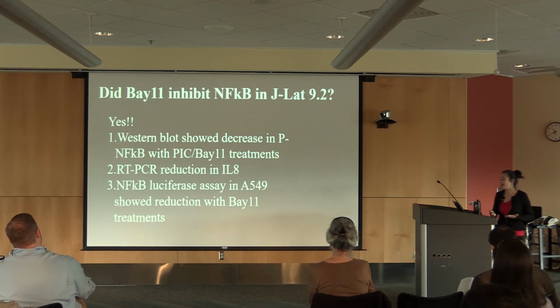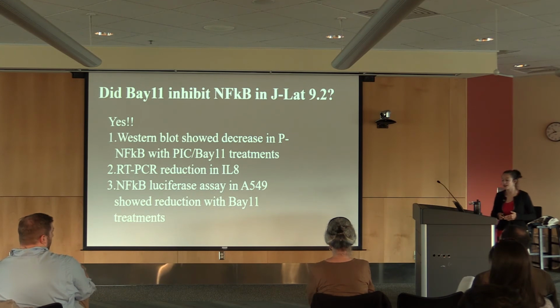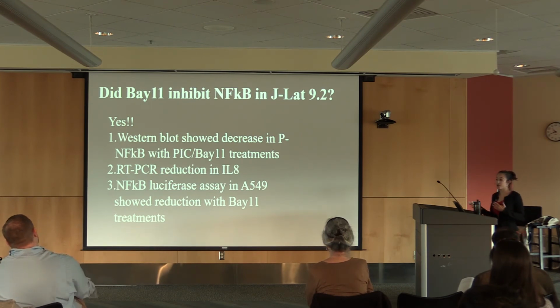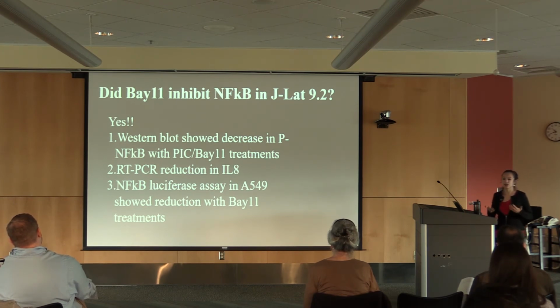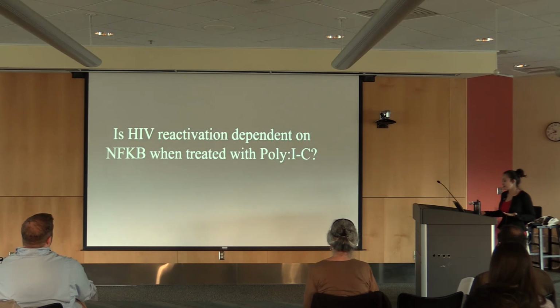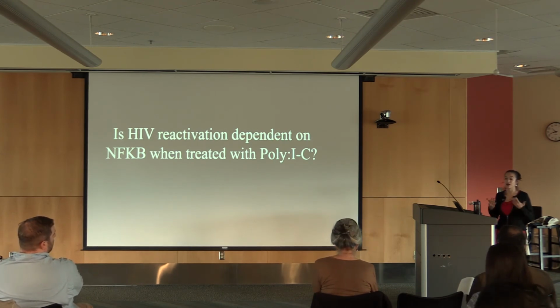So did Bay11 inhibit NF-kappa B in the JLAT 9.2s? Yes. Overall, Western blot showed a decrease in the phosphorylated NF-kappa B with Bay11 treatments. RT-PCR showed that IL-8 was reduced with the Bay11, and then the NF-kappa B luciferase assay performed in A549s, a totally different cell line, also demonstrated that Bay11 targets NF-kappa B. So, back to the original question: is HIV reactivation, when treated with poly-IC, dependent on NF-kappa B?